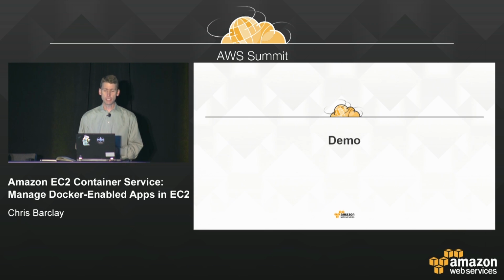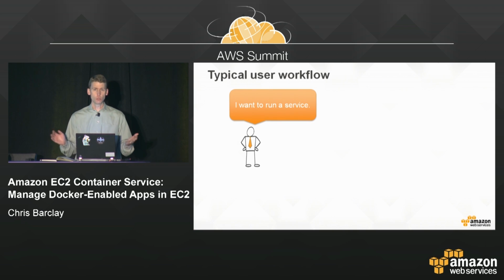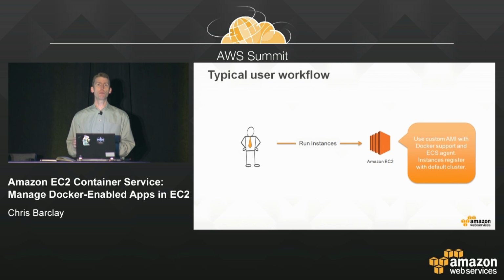So let's go ahead and take you through a demonstration of these concepts. A typical user workflow that comes to Amazon ECS today, you'd probably come to the management console that we launched today, which I'll show you. You want to run the service. You're going to need to start up a pool of instances, and those, again, are the container instances on which you're going to be running your tasks.